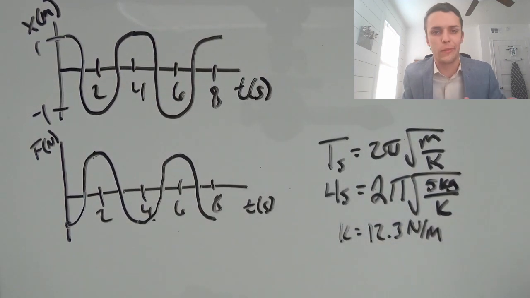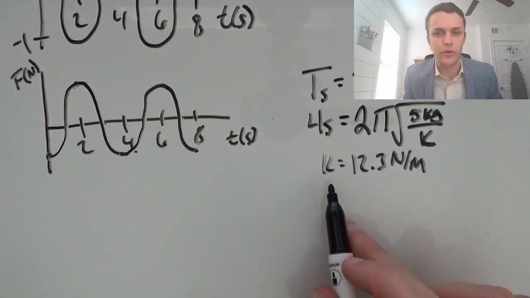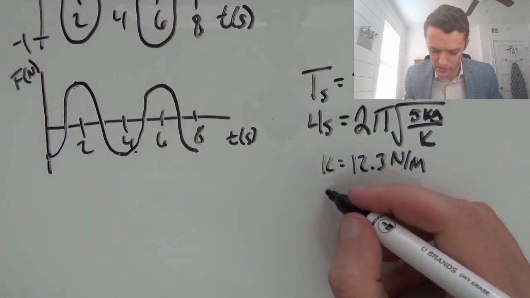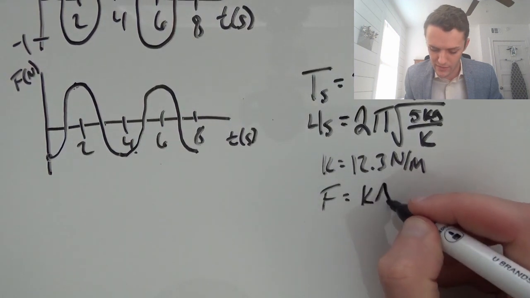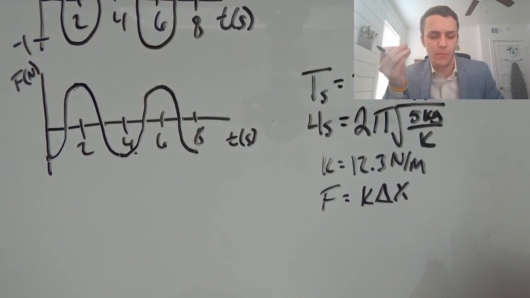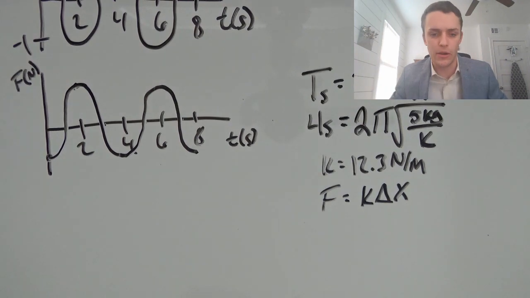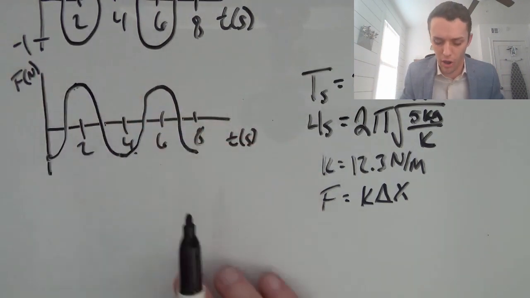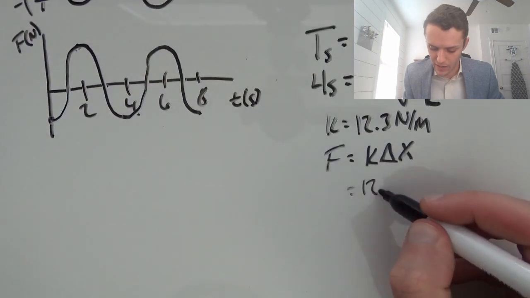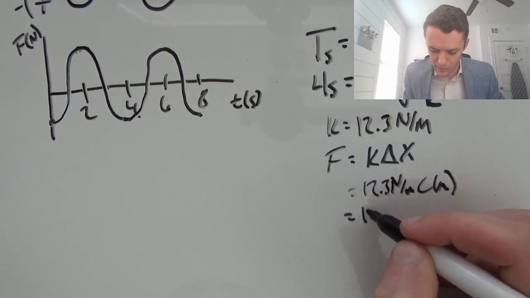Now, the formula that I just erased, we have to rewrite it now. We can use this k value to determine the force of the spring, depending on how far it's stretched, right? Force of a spring is equal to k delta x. So we have the k value, and if we're looking for the maximum force, we would use the maximum stretch, which is the 1 meter right here. That's our maximum position on our position versus time graph. So 12.3 newtons per meter times our maximum stretch, which is 1 meter, just equals 12.3 newtons.